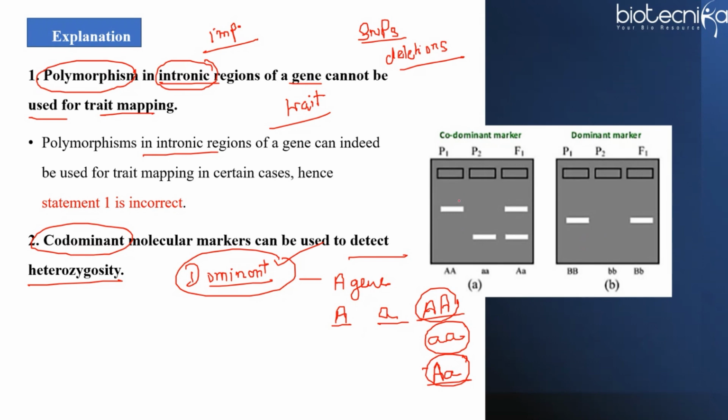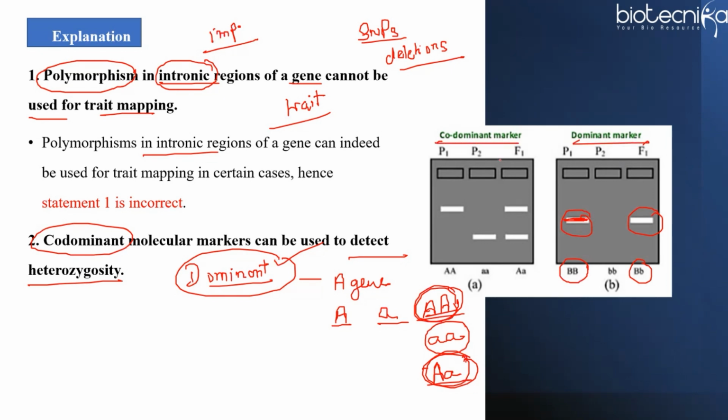So you can see the dominant allele is present in homozygous dominant condition also and heterozygous condition also. So using dominant markers, you cannot differentiate between homozygous and heterozygotes. Like here you can see, if we are considering B gene, then we are getting a band in homozygous dominant condition also and heterozygous also. So this is a dominant marker.